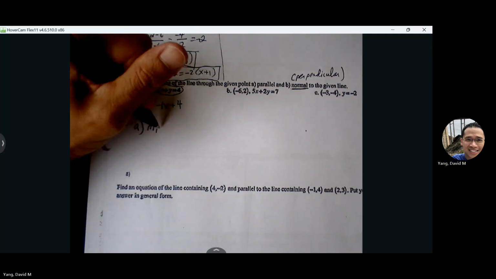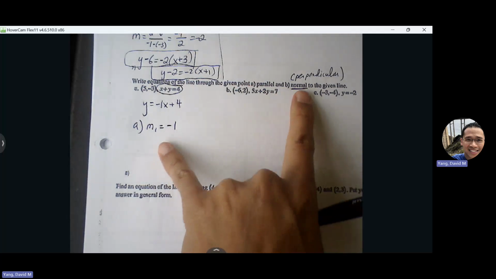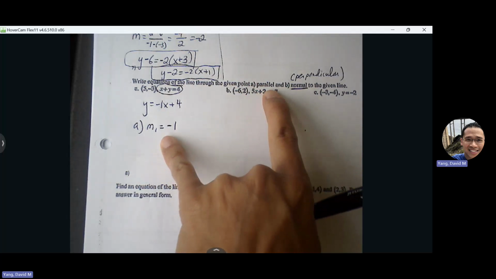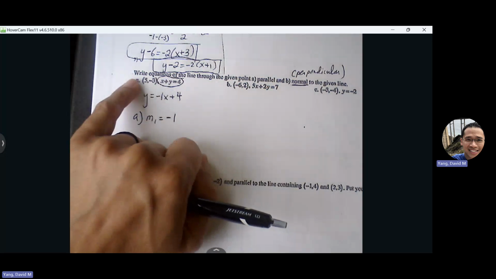Negative 1. So for part A, I'm going to say m sub 1 is equal to negative 1, because that's the slope that is parallel. Parallel means same slope. So I want this slope going through this point.